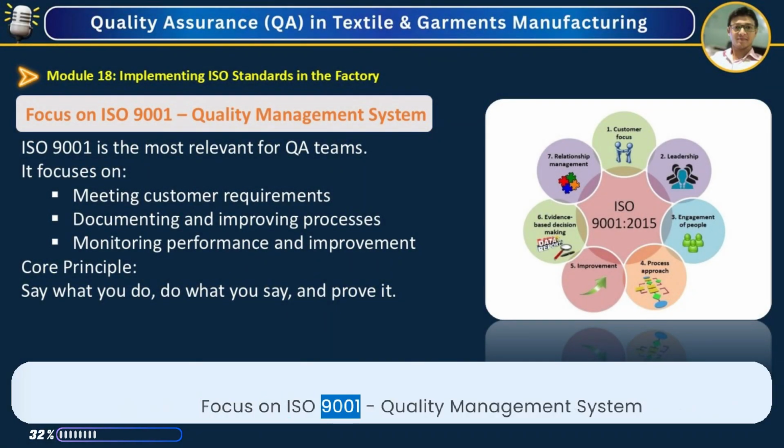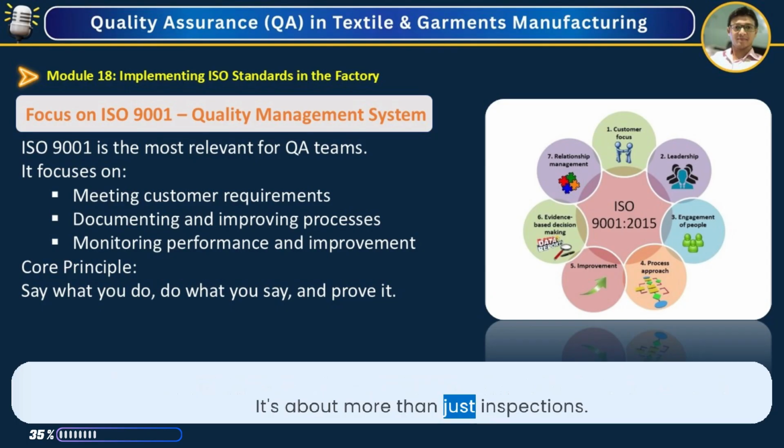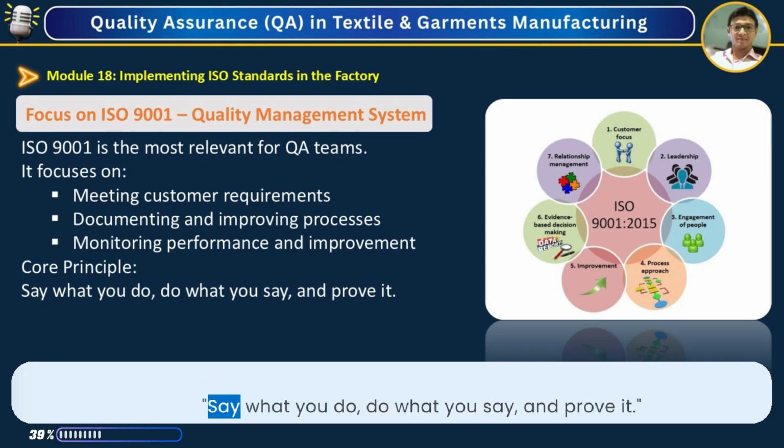Focus on ISO 9001, Quality Management System. Among all the ISO standards, ISO 9001 is the most relevant for quality assurance teams. It's about more than just inspections. ISO 9001 is a complete system for understanding and meeting customer requirements, documenting and improving every process, and consistently measuring and enhancing performance. Its core principle is: say what you do, do what you say, and prove it.